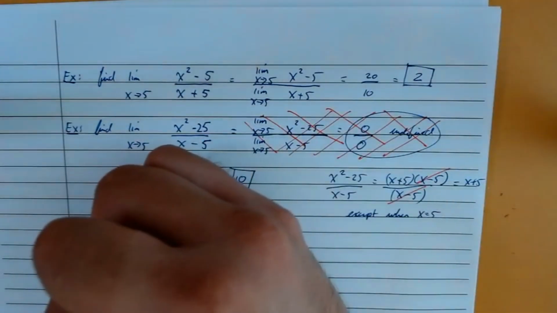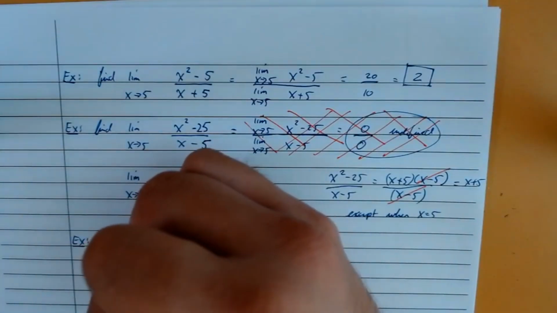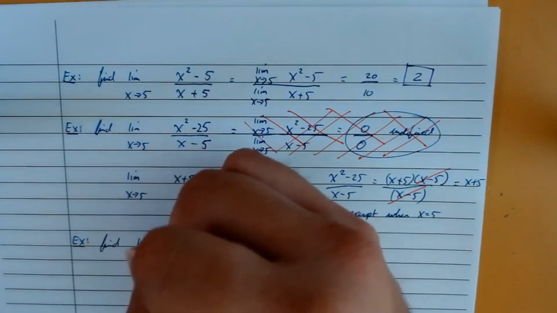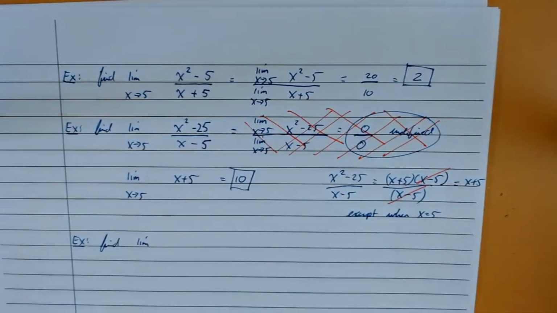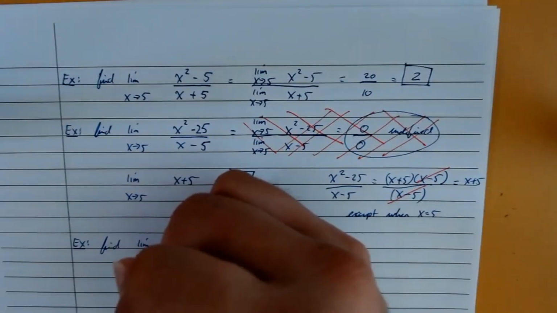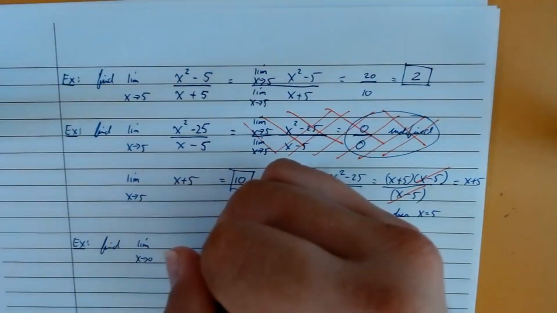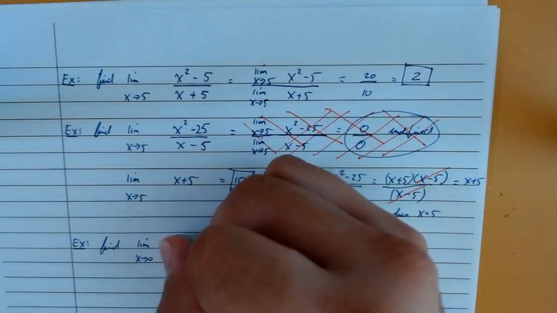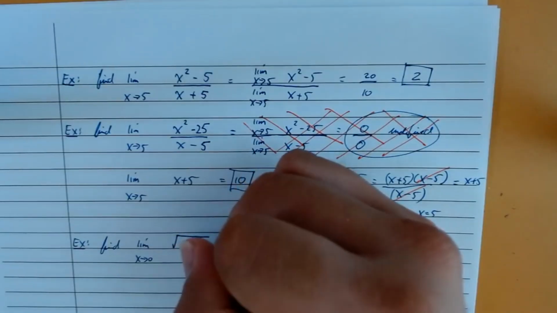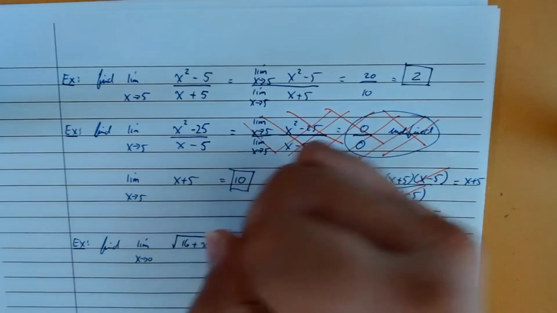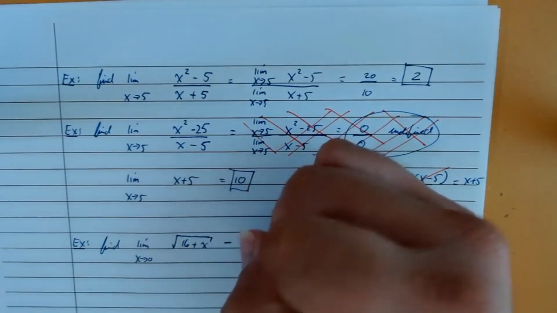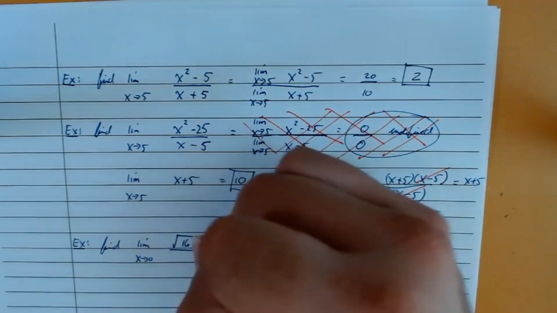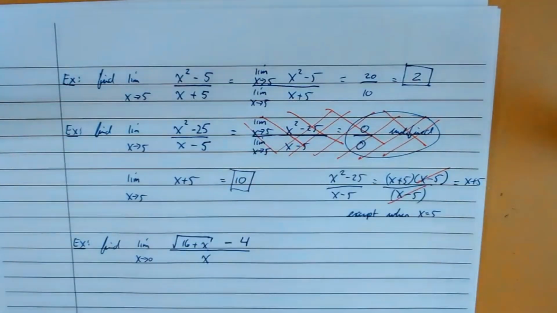Let's see one more of those where plugging in the number just doesn't work. We're going to take the limit as, let's say, x approaches 0 of the square root of 16 plus x, and then we're going to have a minus 4, and that's going to be on the outside of the square root, over x.